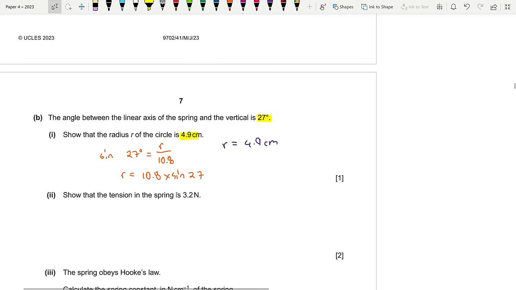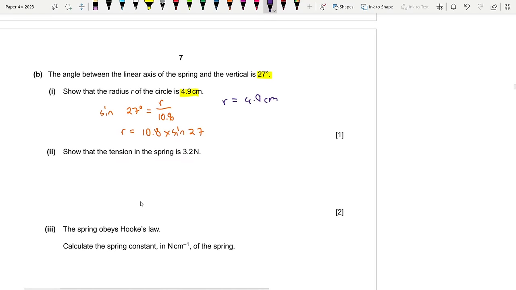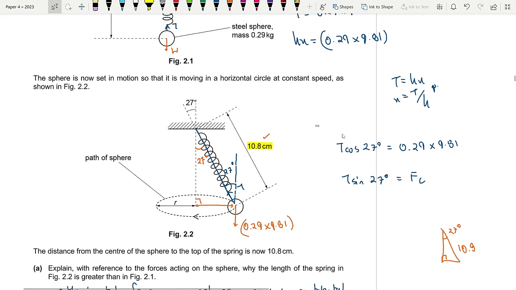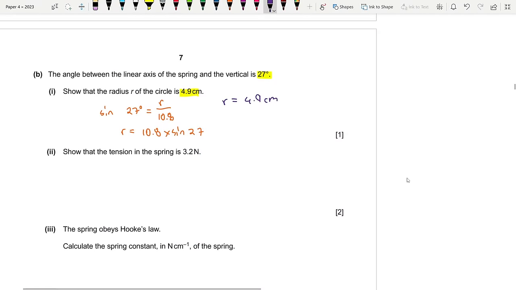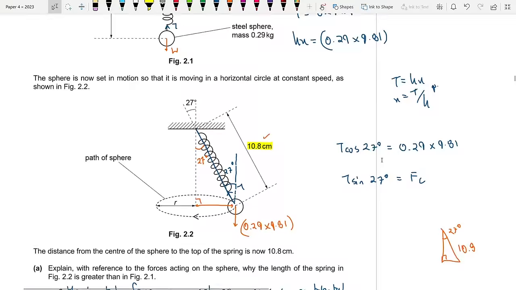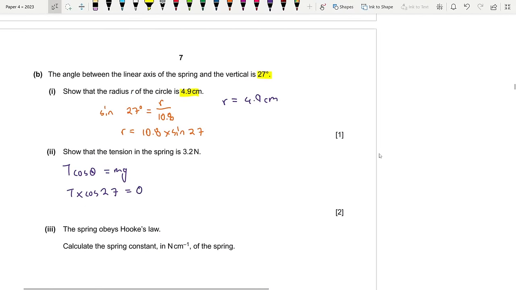Fine. Next, show that the tension in the spring is 3.2 Newton. We can do this by balancing weight. T cos 27 is equal to the weight. So T cos theta is equal to mg, which is the weight. T times cos 27 is equal to, what was the mass? 0.29, right? Times 9.81. So after you solve that, 0.29 times 9.81 divided by cos 27 gives us T equal to 3.2 newtons.